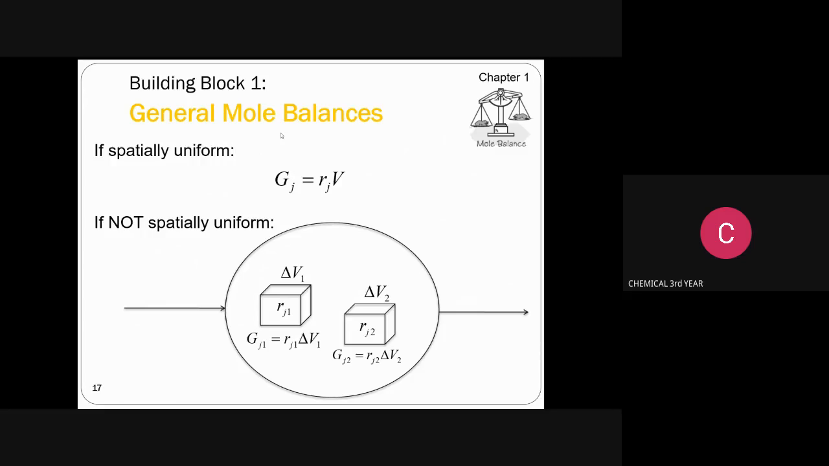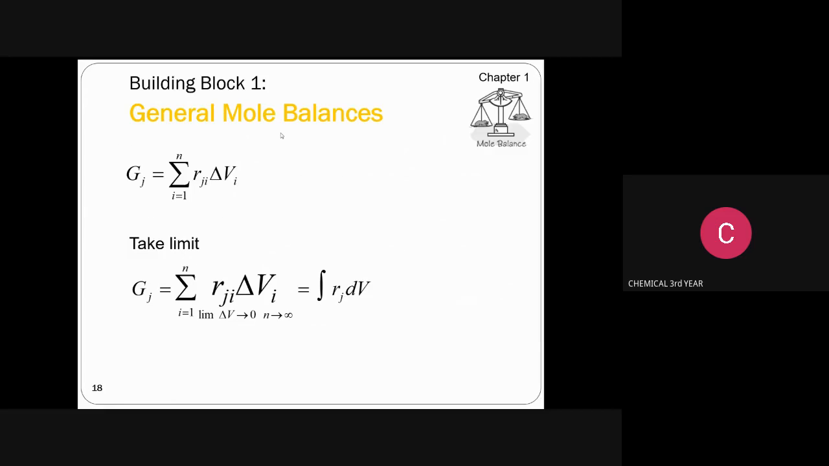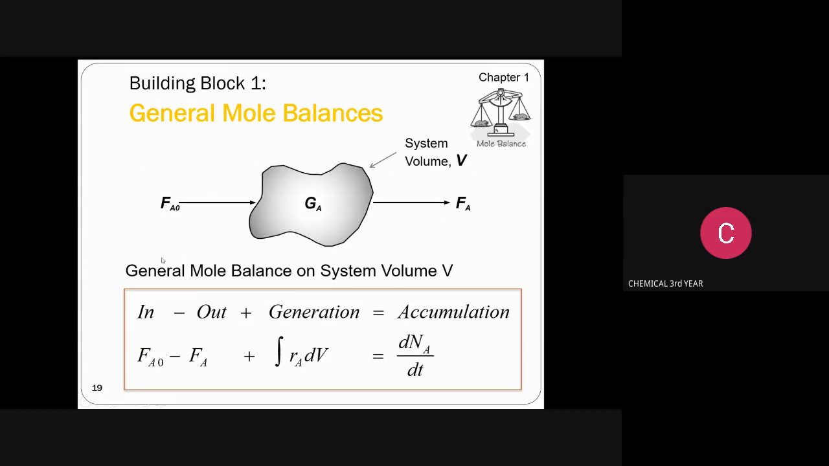You all know that the system can be divided into two terms: one is the uniform form and another one is the non-uniform form, according to the system volume. There are some fine equations to reduce the basic problems designed by the industries. Okay. But now the general mole balance on a system volume: in minus out plus generation equal to accumulation. This is the theoretical form.